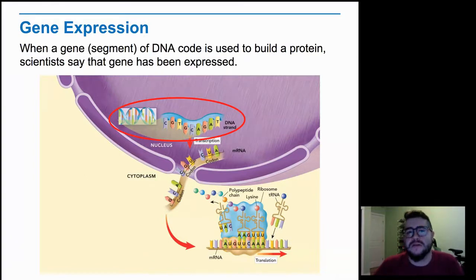And this process is also called gene expression because we have a certain segment of the DNA which is read off. That's the gene. Copy of that section is made, and then the gene is expressed and the polypeptide is made.